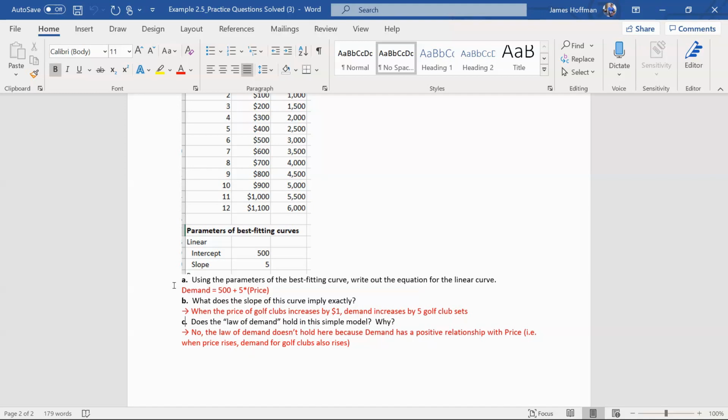Then C, does the law of demand hold here? You should see right away that it's a weird estimation by design, because for these golf club sets, when price goes up, there's an increase in demand. That clearly violates the law of demand, so it doesn't hold because demand has a positive relationship with price. So in this made up example, when the price of clubs goes up, then demand increases, which violates the law of demand. So just to help you understand what I mean there.